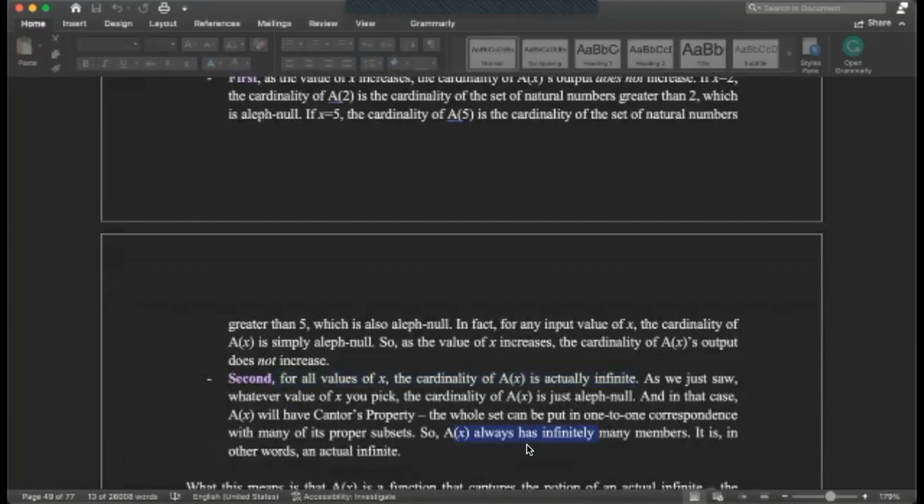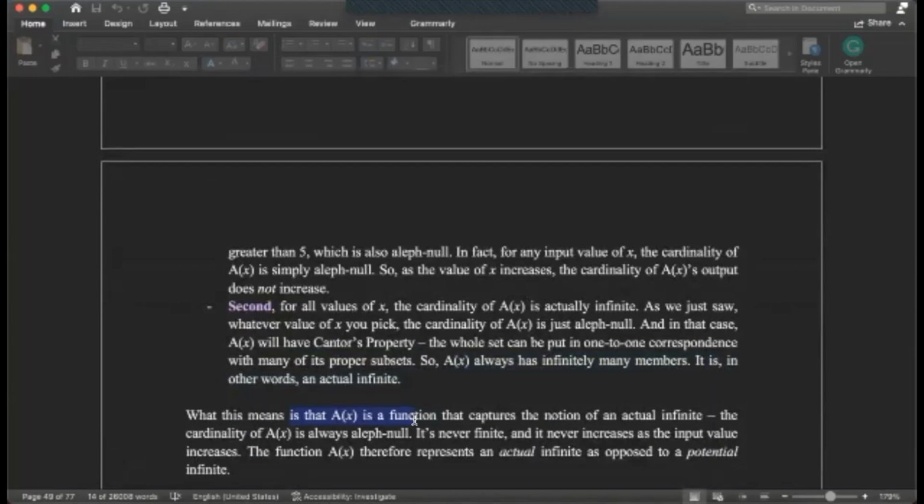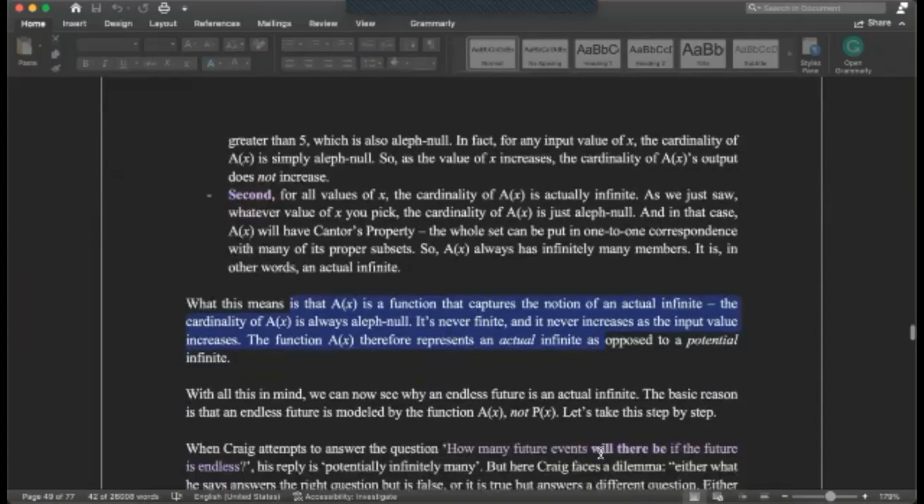It is, in other words, an actual infinite. What this means is that A of x is a function that captures the notion of an actual infinite. The cardinality of A of x is always Aleph null. It's never finite, and it never increases as the input value increases. So the function A of x therefore represents an actual infinite as opposed to a potential infinite.